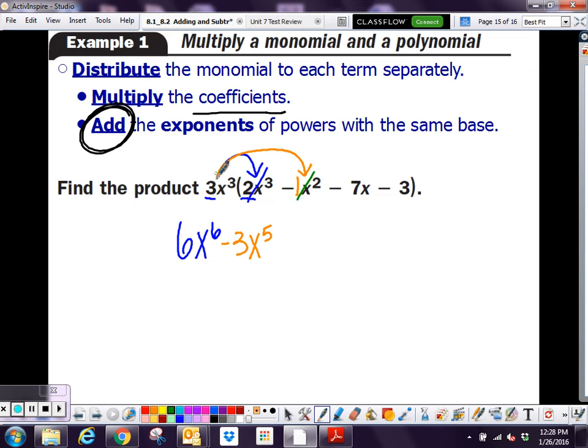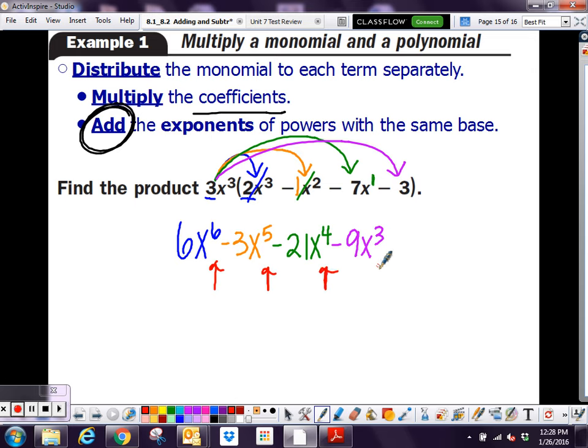I'm done with that. Now this is going to go to the third term. So I have 3x cubed times a negative 7x. So that's minus 21x to the 4th. Don't forget about that little 1 on the 7x. Okay, and then the last term, I've got 3x cubed times negative 3, which is going to get me a negative 9, and then I still have that x cubed on it. Okay, make sure we don't have any like terms here. I don't. I have a 6th power, a 5th power, a 4th power, and a 3rd power, so we are done. Notice how easy that was. We just multiplied the coefficients and added the exponents.